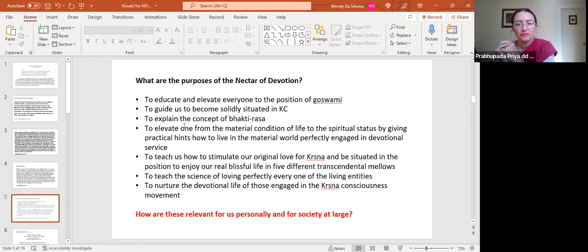To elevate one from the material condition of life to the spiritual status by giving practical hints how to live in the material world perfectly engaged in devotional service. How is this relevant for us?